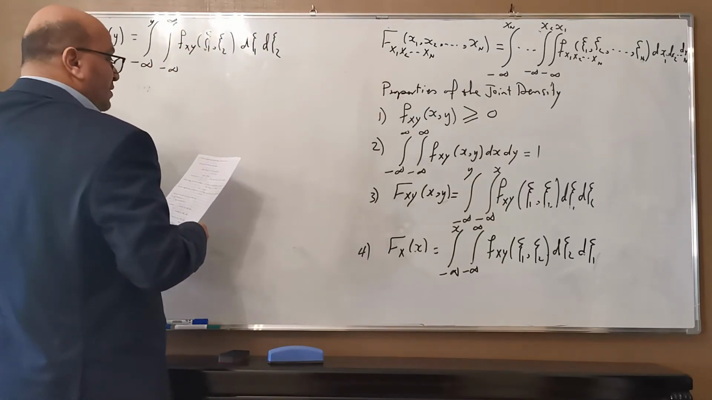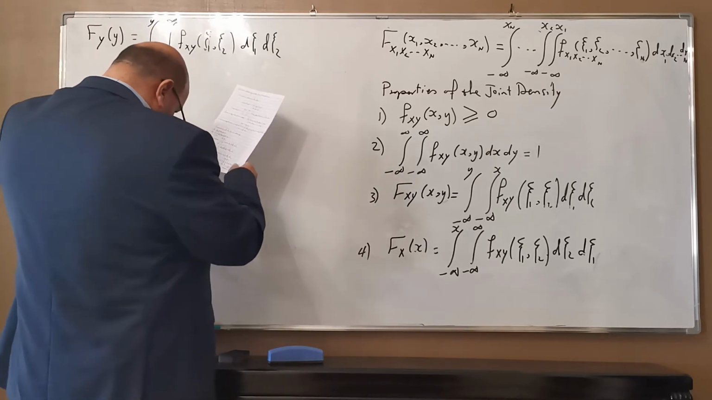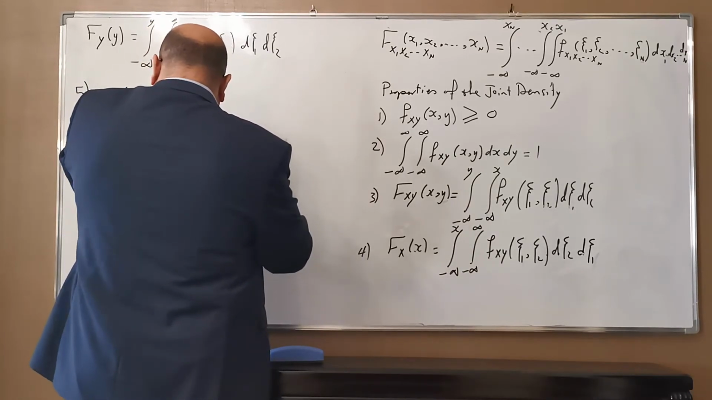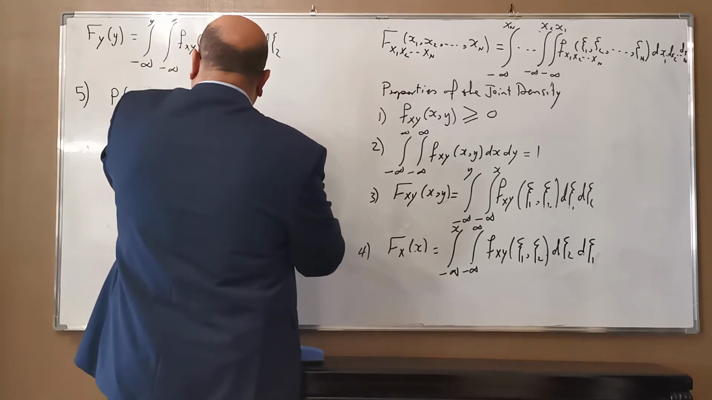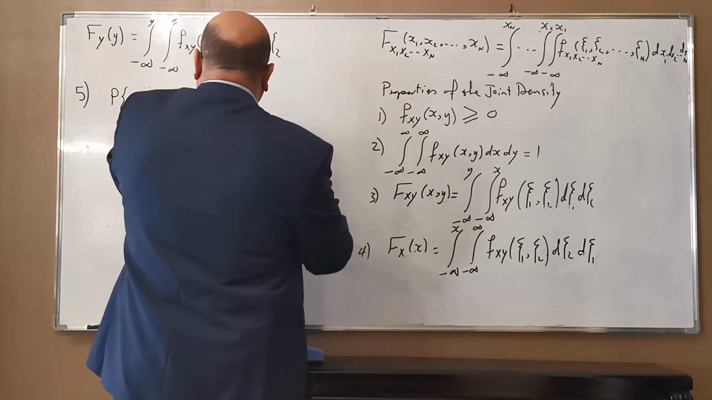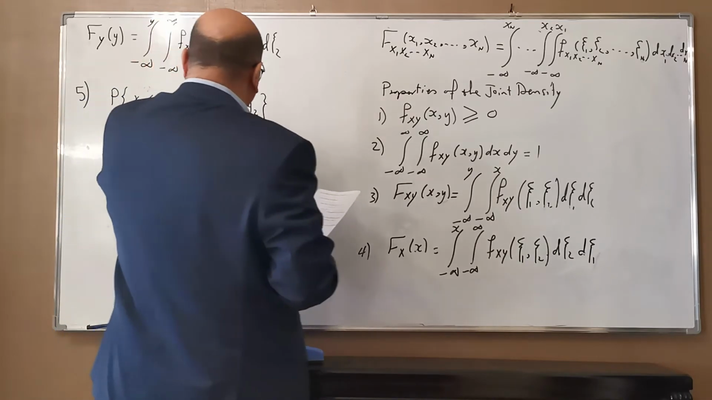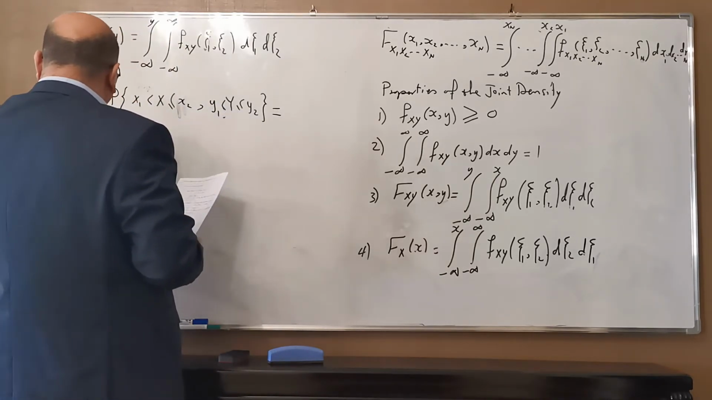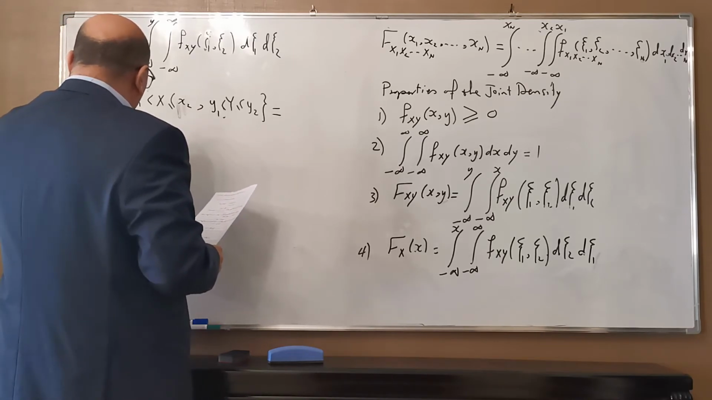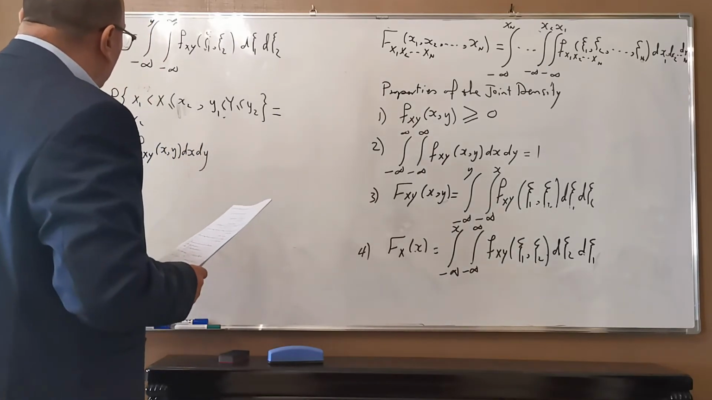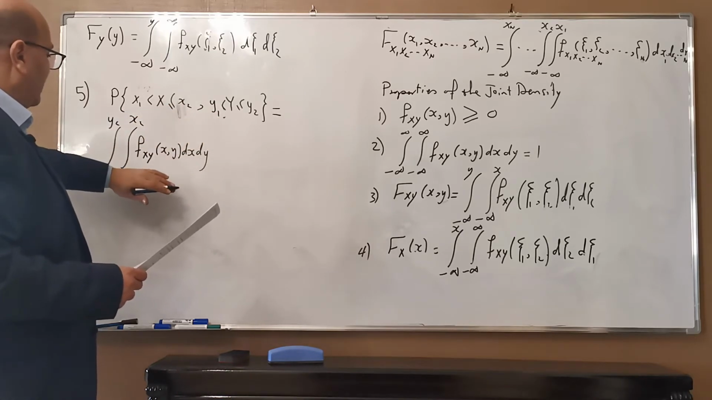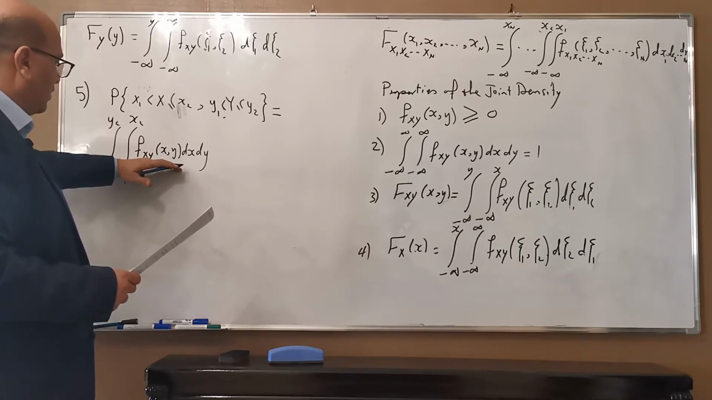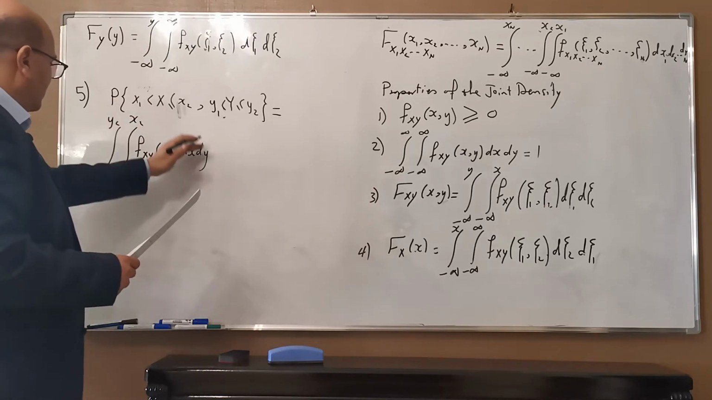Okay. Property number 5: the probability that x is between x1 and x2, and y is between y1 and y2, is equal to the double integral from x1 up to x2 and y1 up to y2 of f_XY(x,y) dx dy. So the probability underneath this region is the volume underneath this surface. This is the surface in the xy plane; underneath this region you have this probability.